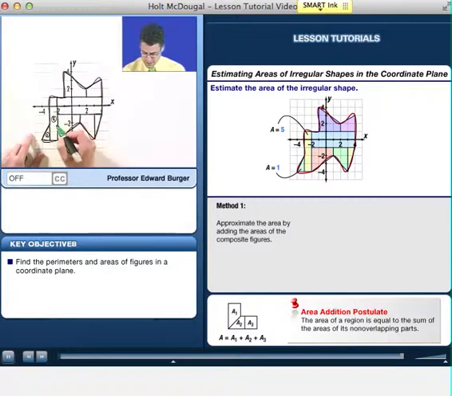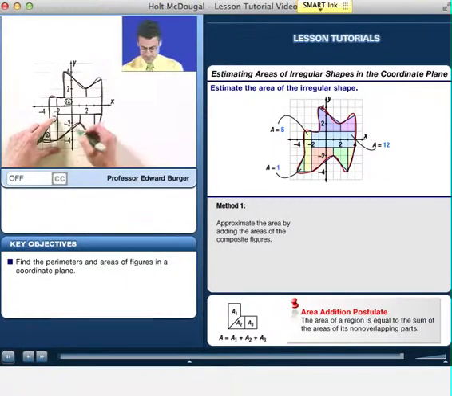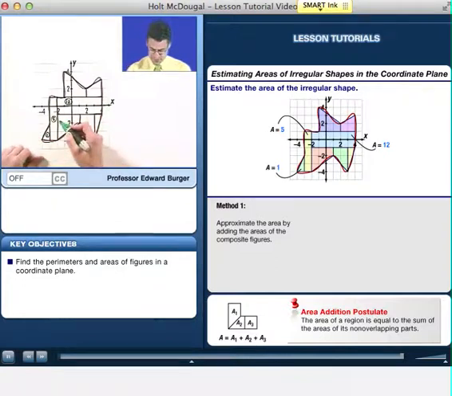Let's see. I've got 1, 2, 3, 4, 5, 6. So I've got 6 times 2, which is 12. And let's see, what about this thing here? Well, this is now a trapezoid, so one base is 3, one base is 1. We take the average, we get 2. 2 times 3 is 6. The height is 3, so we multiply and we get 6. So the area of that little piece there is 6.